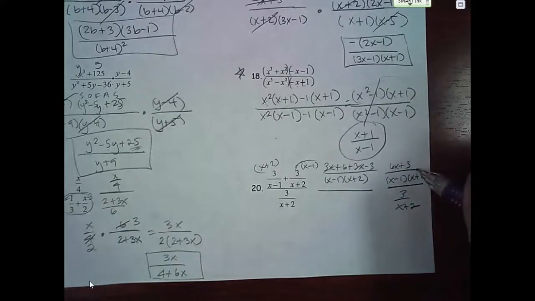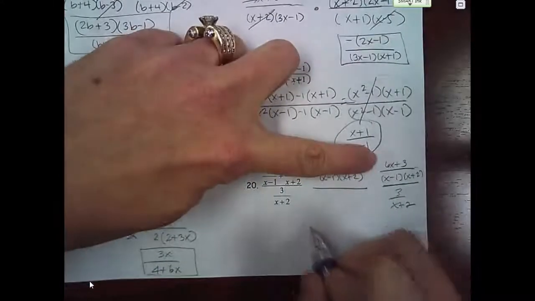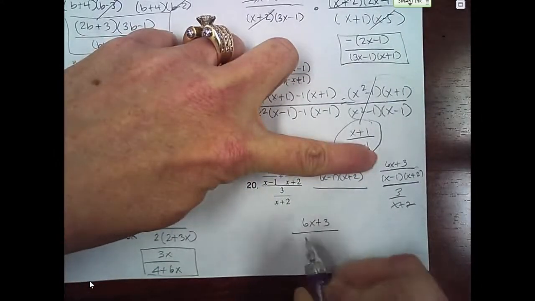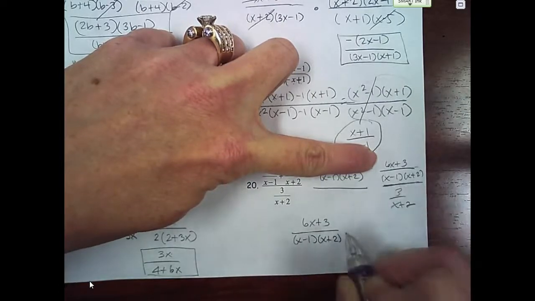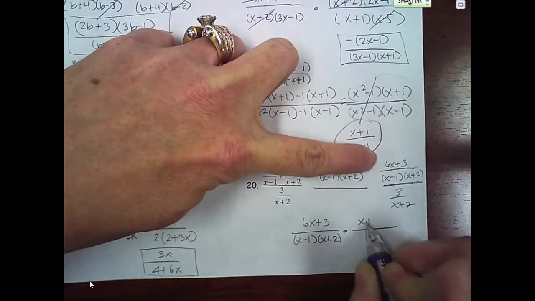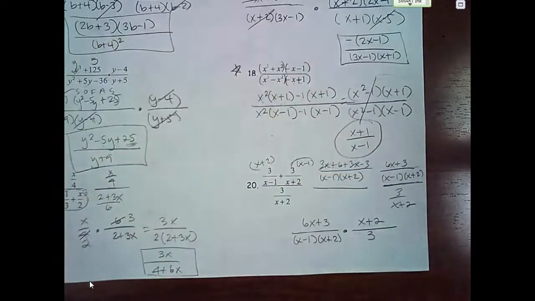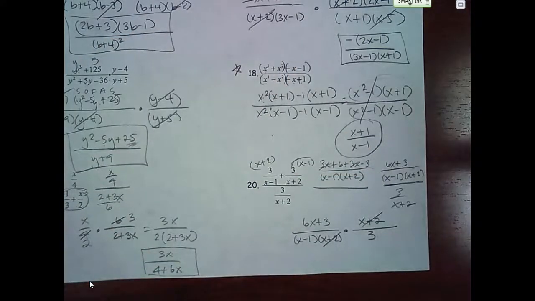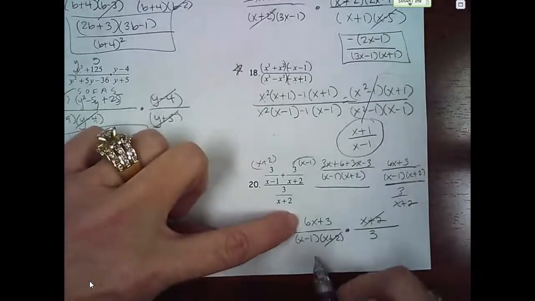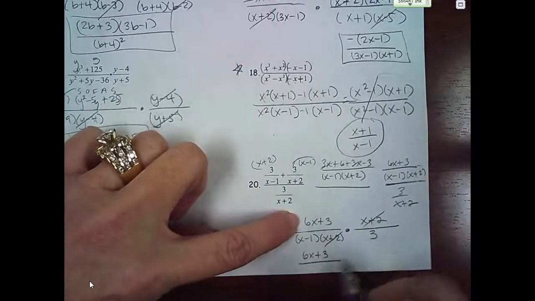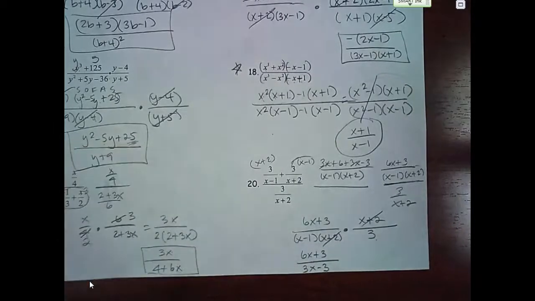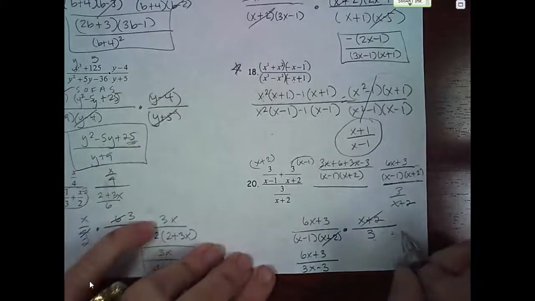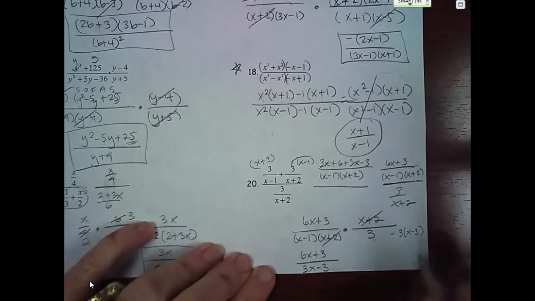One fraction in the top, one fraction in the bottom, so let's flip. So the first fraction stays the way it is. Change this division bar to times and flip this fraction. The x plus 2 cancels. Okay, so on top I have 6x plus 3, and on bottom I've got 3x minus 3, right? I've got a 3, or another way to think of it is I've got a 3 times x minus 3, over 1.